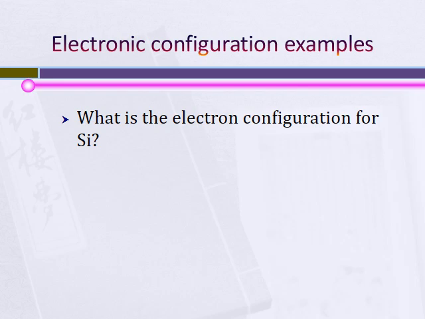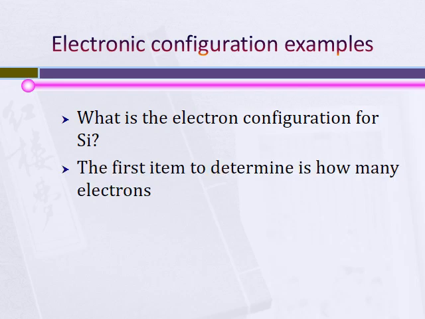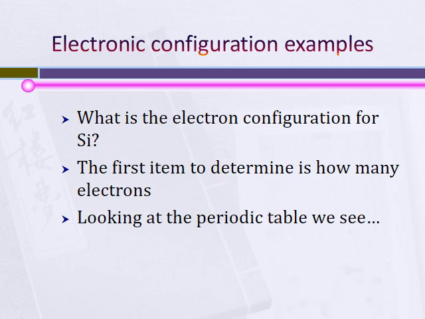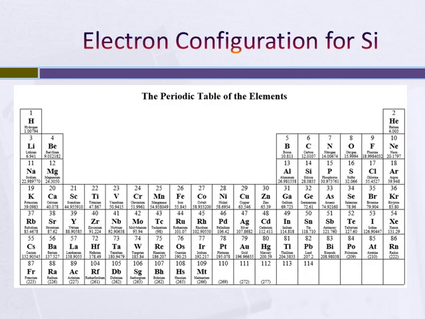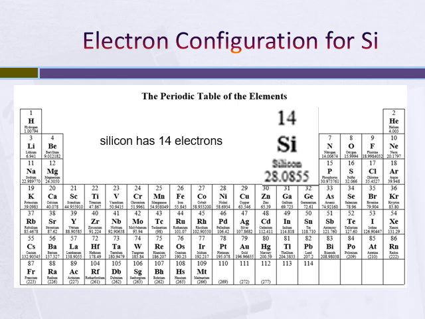Let's start with the electron configuration for silicon. The first thing we have to do is determine how many electrons it has. We look at the periodic table, and there's a lot of elements. There's silicon right there. The atomic number is 14. If it's the neutral silicon atom that we're talking about, and we are, it has 14 electrons. So we need to find homes for all 14 of those.